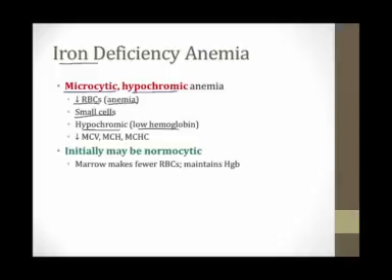And an easy way to remember the findings when you perform red blood cell indices is that they are all low. So there's a decreased cell size, so decreased MCV, there's less hemoglobin, so there's a decreased MCH, and there's also a decreased MCHC.